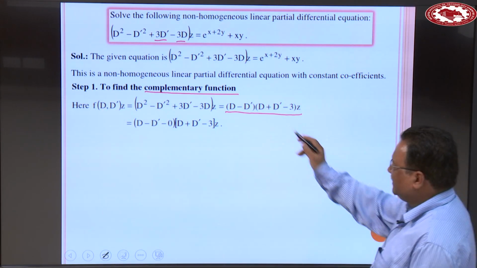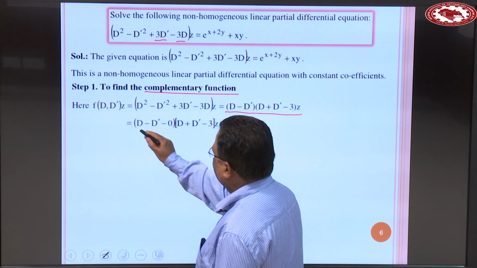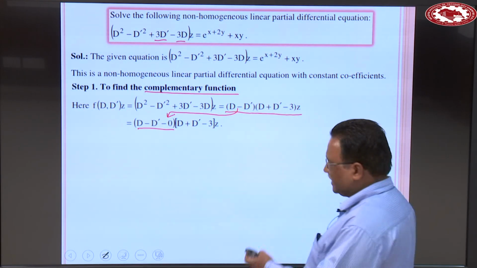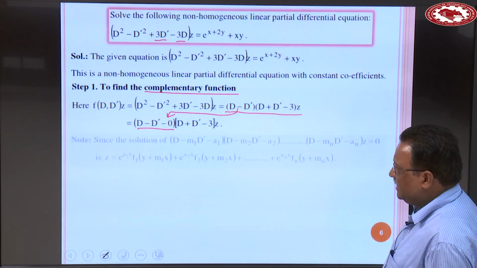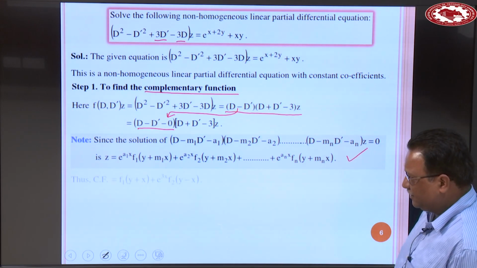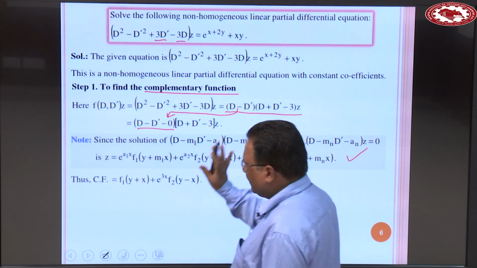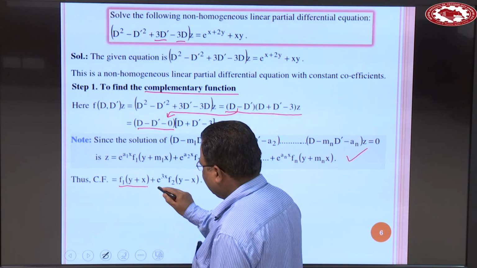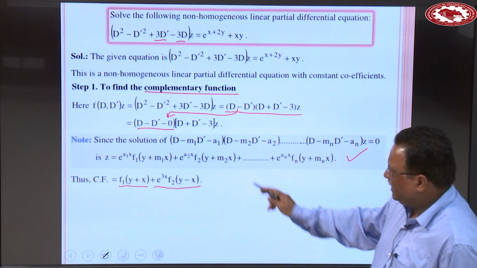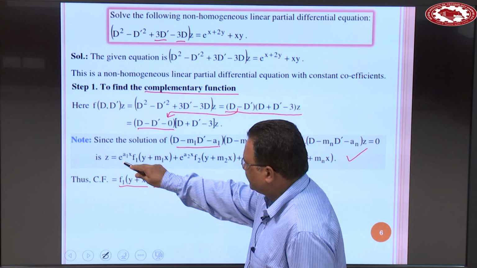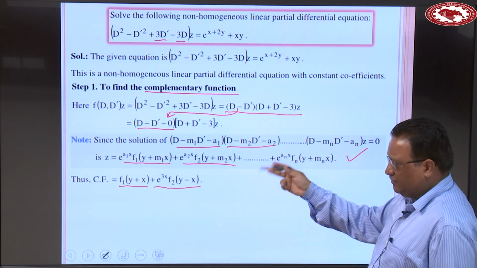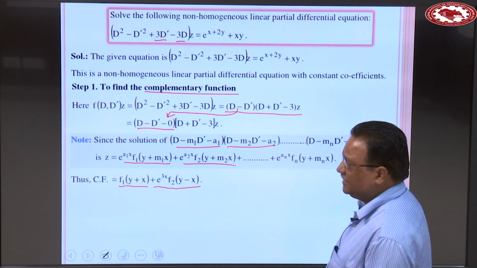Okay, and this can be written this way, and the second factor as it is. Now use this method for evaluating the complementary function. So in this case, the complementary function is a function of y plus x, plus e raised to power 3x times a function of y minus x. Compare each and every step, and you can write the complementary function in this case also.